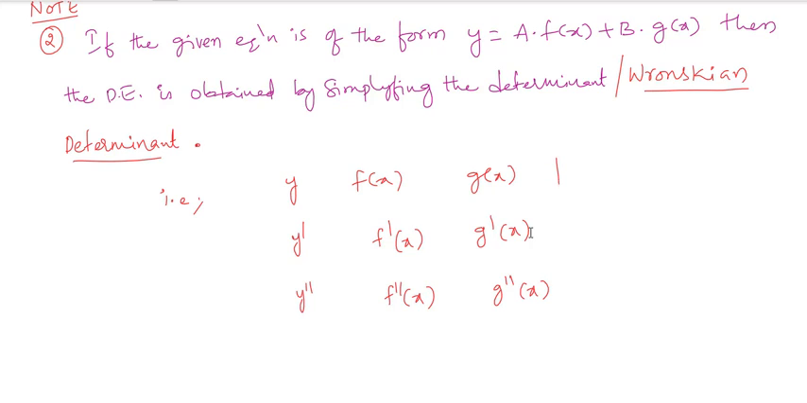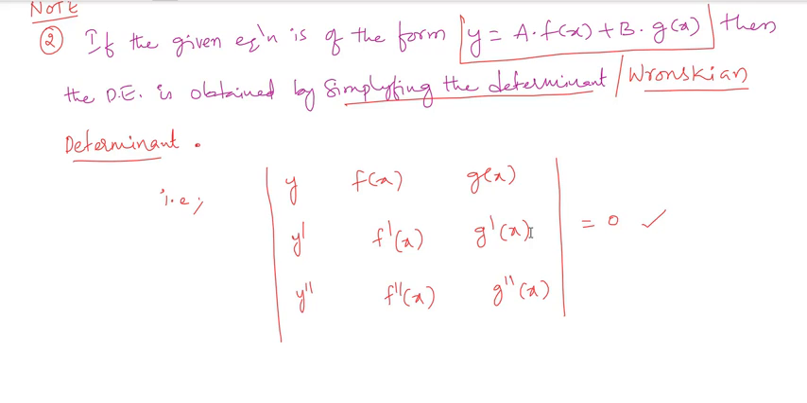So this is a third order determinant, right? Which is equivalent to 0. So this itself I am calling Wronskian determinant. So by simplifying this determinant, we can get the differential equation. If the given equation is of the form y is equivalent to a into f of x plus b into g of x, you have to do it like that.